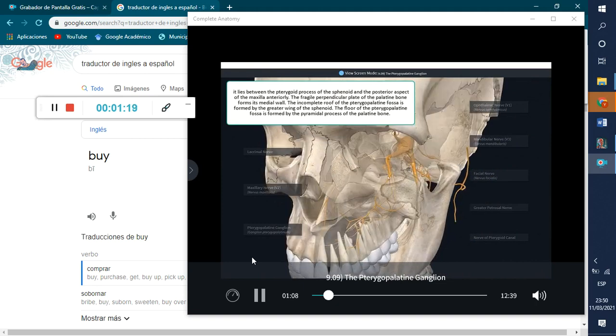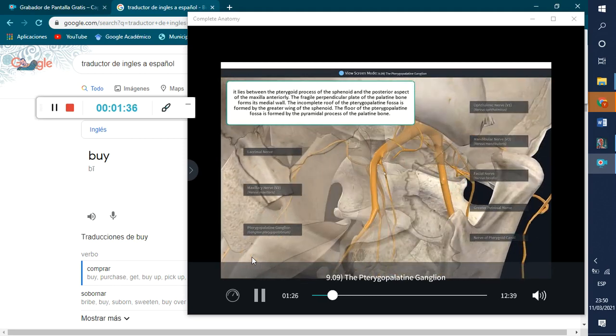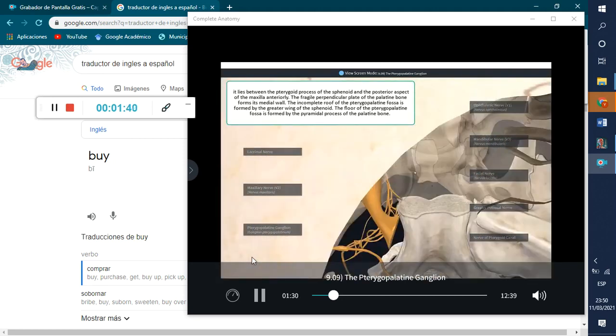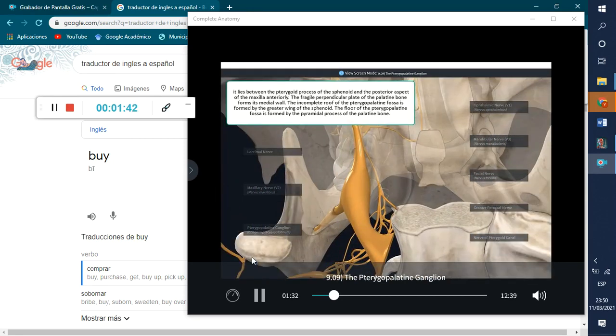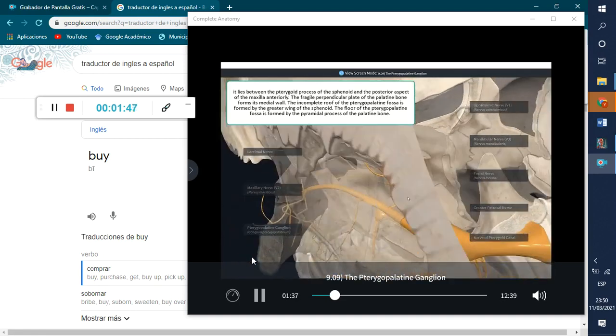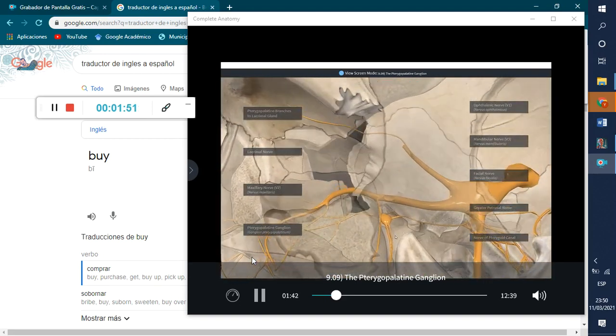The roof of the pterygopalatine fossa is not really complete. It's formed, at least in part, by the greater wing of the sphenoid bone, and our sphenoid bone is going to be sitting right here. The floor of the pterygopalatine fossa will be formed by a structure called the pyramidal process of the palatine bone.